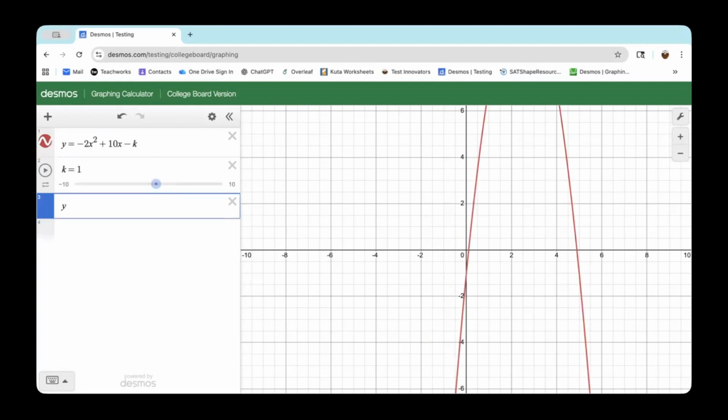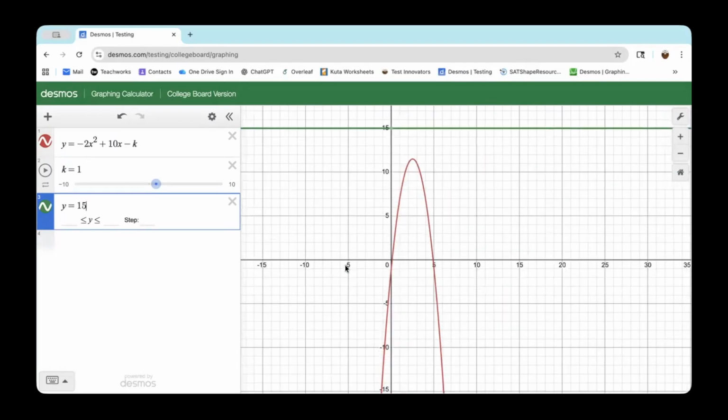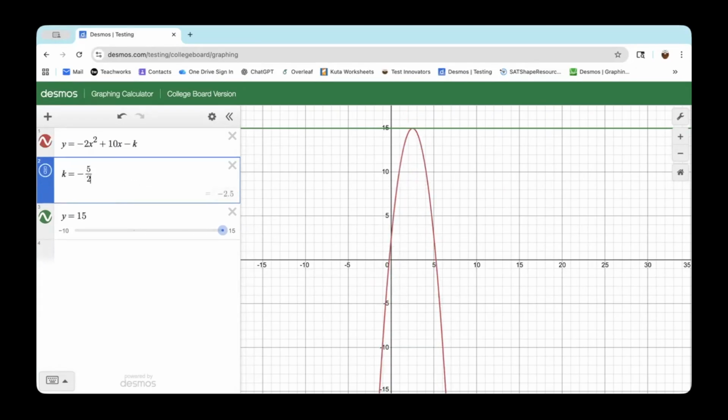And then I'm going to put in y equals 15. I'm going to zoom out a bit. The question wanted there to be one intersection point. So I'm just going to test my answers, because now I have a test. I don't have to play around with it. I can just go in directly. The first answer choice was -5/2, which looks like the answer because it intersects once. But if you want to double check, just try the other answers.